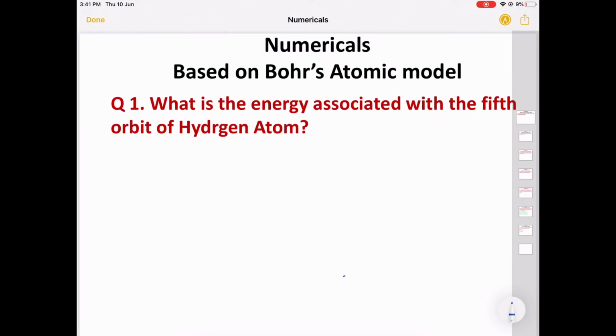So the first numerical is based on Bohr's atomic model. What is the energy associated with the fifth orbit of hydrogen atom? The formula for the energy of an orbit given by Bohr is E is equal to minus 2.18 into 10 raised to power minus 18 Z square by n square joule.